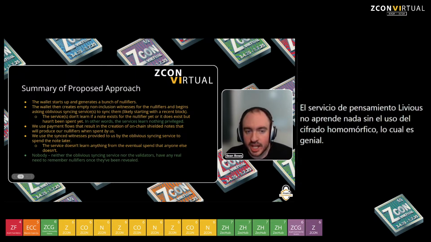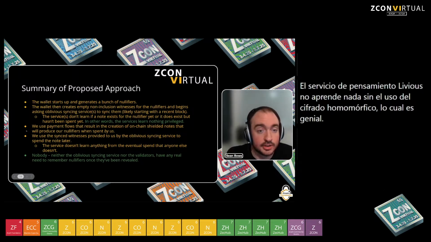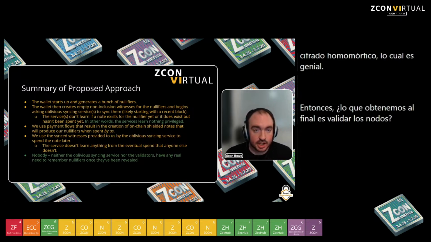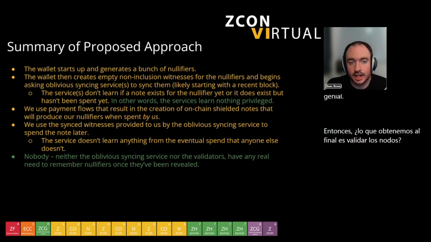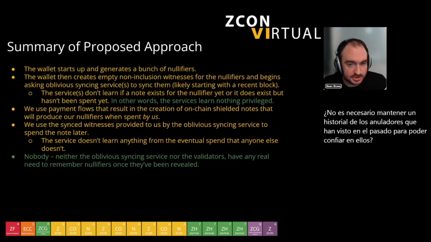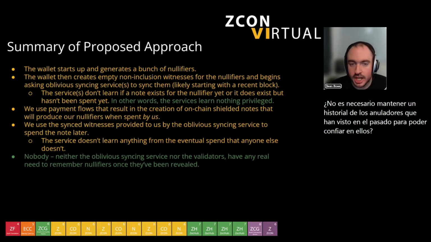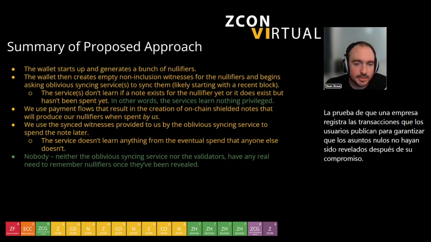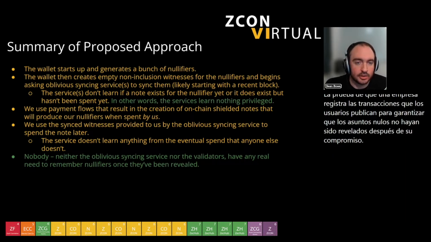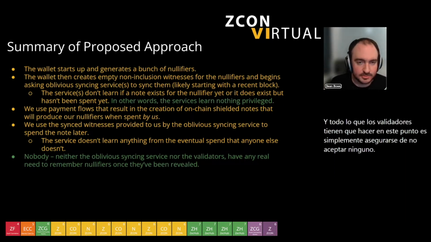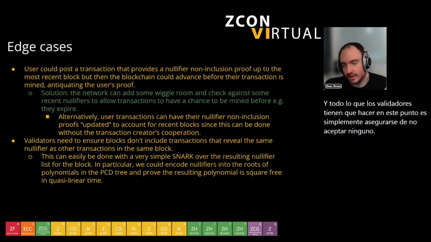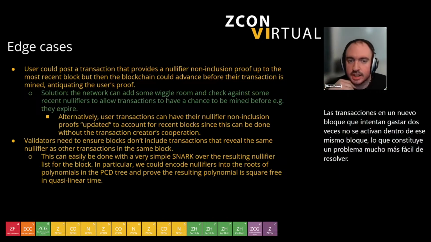So what we end up with is that validating nodes don't need to maintain a history of the nullifiers that they've seen in the past. They can just rely on the proofs that accompany the transactions that users post to ensure that the nullifiers haven't been revealed after the note commitment that's being spent appears on chain. And all validators have to do at this point is just make sure that they don't accept any transactions in a new block that try to double spend nullifiers within that same block, which is a way easier problem to solve.